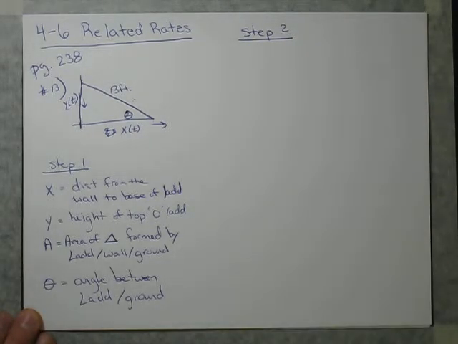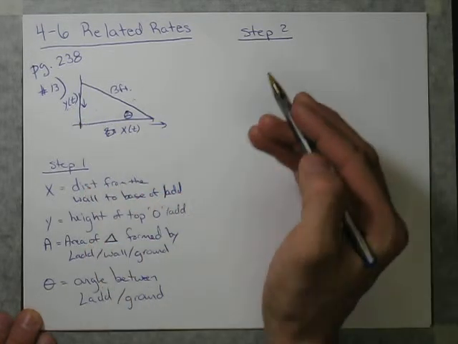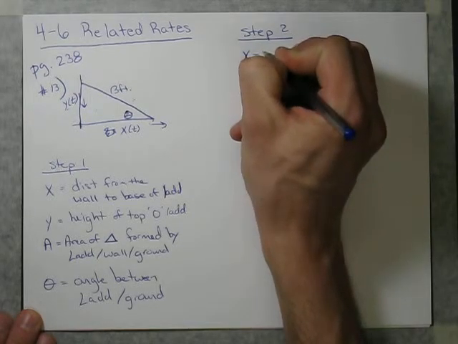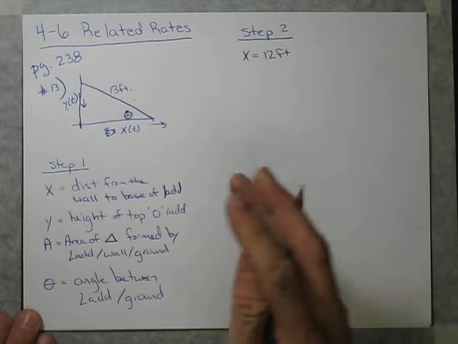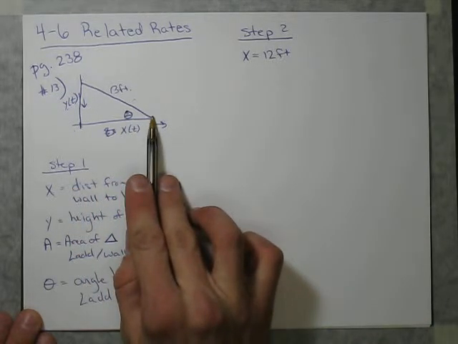So what do I know at the instant? Well, by the time the base is 12 feet from the house. So at that instant, the base here is 12 feet from the house. So at that instant, x is equal to 12 feet. Now it's going to change as time goes on, but at that very instant, x is 12 feet.